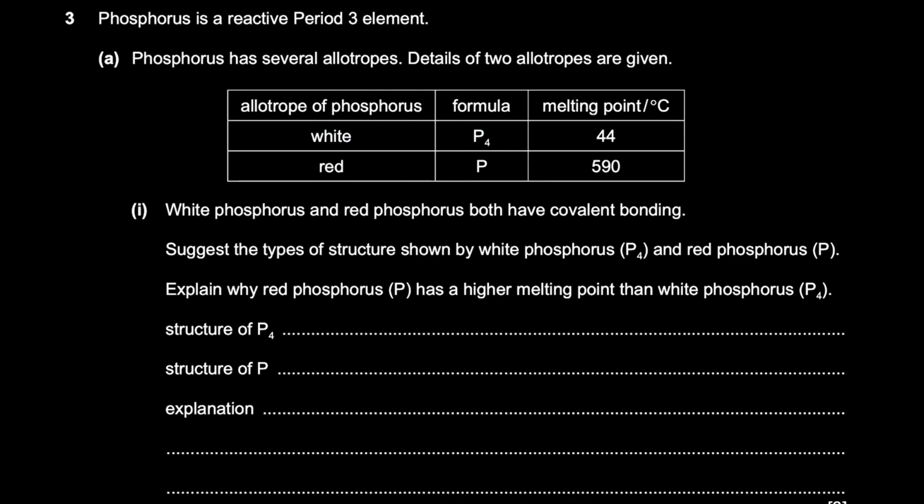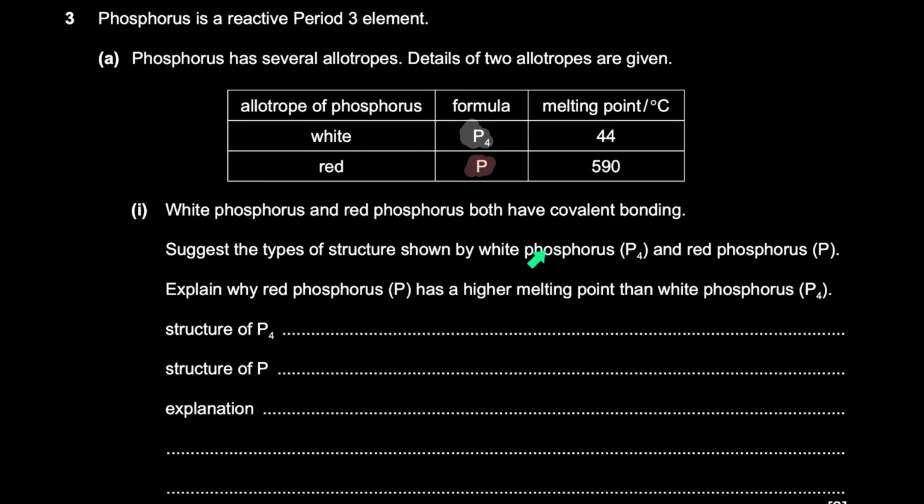We have white phosphorus, which has this molecular formula P4. That's the one you're familiar with. And we also have red phosphorus that we use in a lot of organic chemistry reactions. And the melting points are given to us, right? The melting point of white phosphorus is 44 degrees Celsius and red phosphorus is 590. Now they both have covalent bonding.